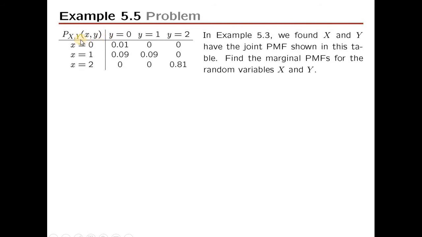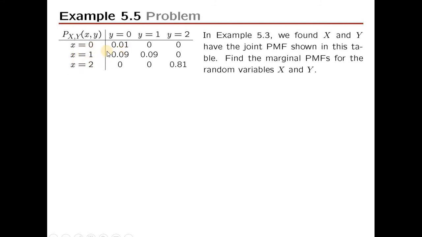So this is the same example. You are given pxy, with x in rows and y in columns. Assume that it asks you to calculate the marginal PMF for x and y. How do you do that? For example, for px of 0, you have to add all these values. So px of 0 is equal to 0.01, px of 1 is equal to 0.18, and px of 2 is equal to 0.18. This is the way you calculate the marginal PMF for x.